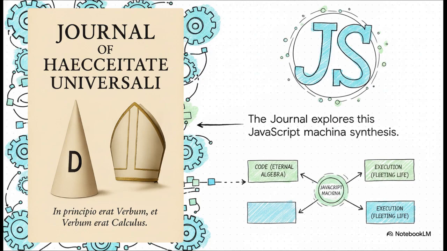This realization directly inspired the founding principle of the Journal of Hecasitate Universali. As outlined in Volume 0, this synthesis acts as a profound JavaScript machina. It proves that the JavaScript environment, by operating as a runtime duration, mechanistically bridges the eternal algebra of the code with the highly unique, fleeting life of its execution.